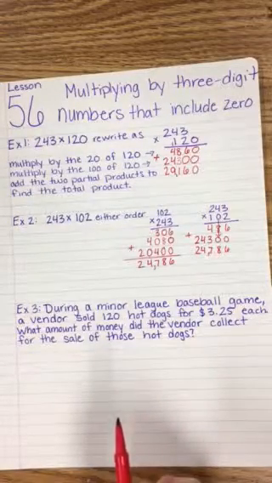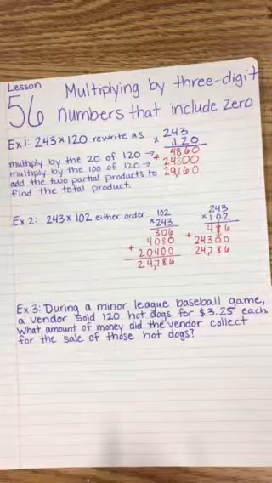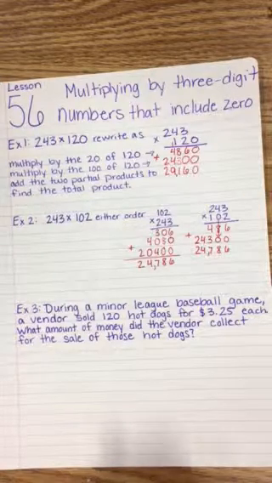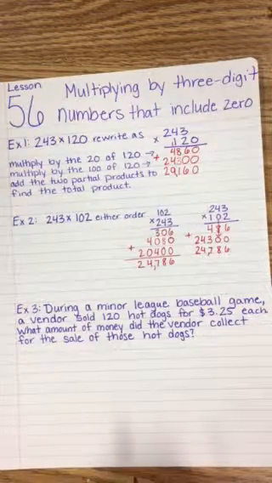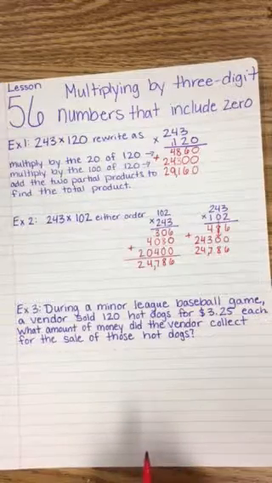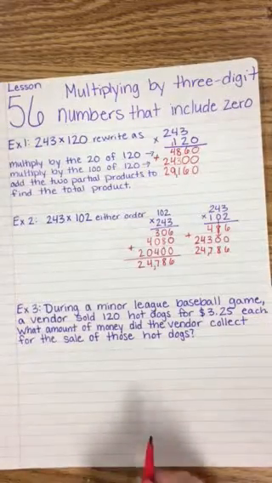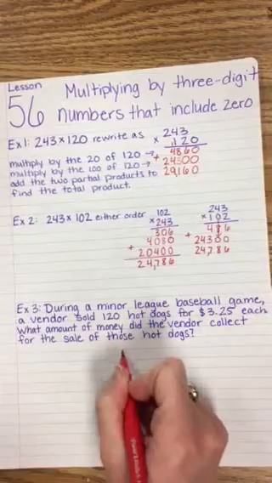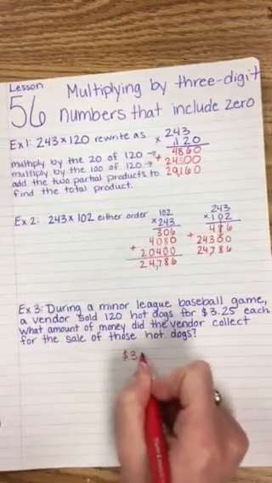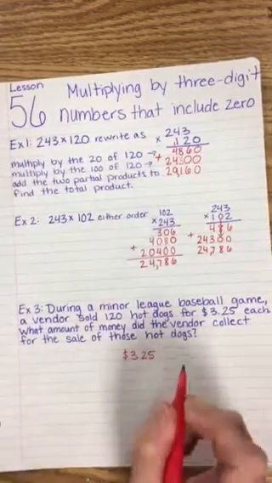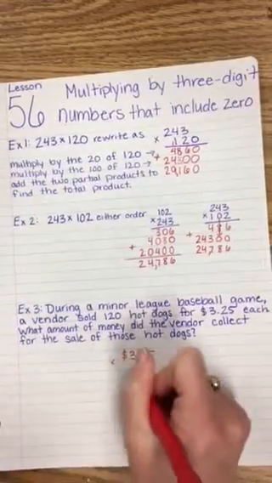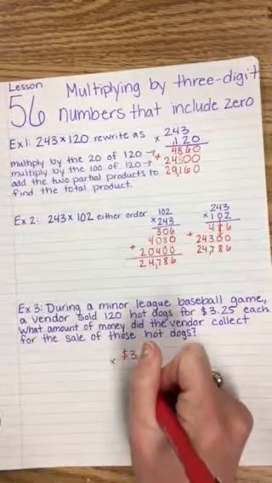And then example 3. During a minor league baseball game, a vendor sold 120 hot dogs for $3.25 each. What amount of money did the vendor collect for the sale of those hot dogs? So we're going to write $3.25 multiplied by 120.